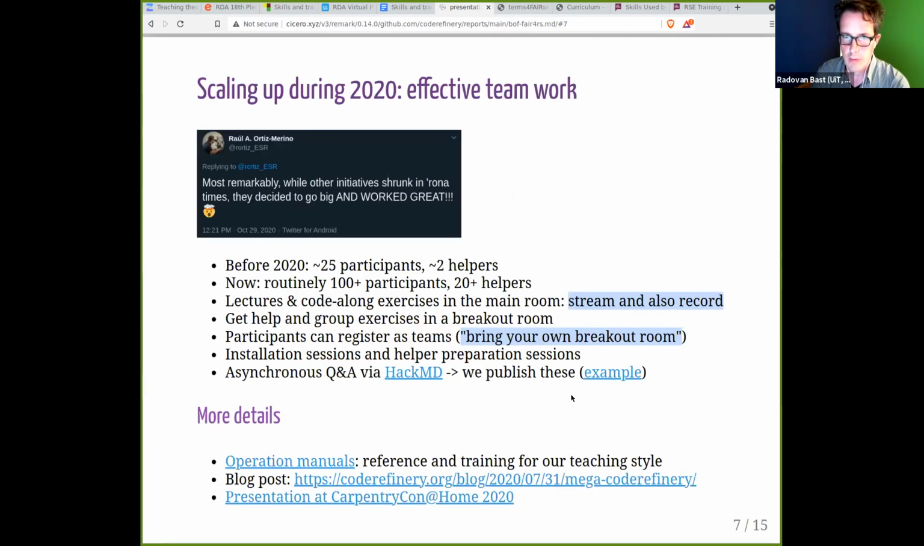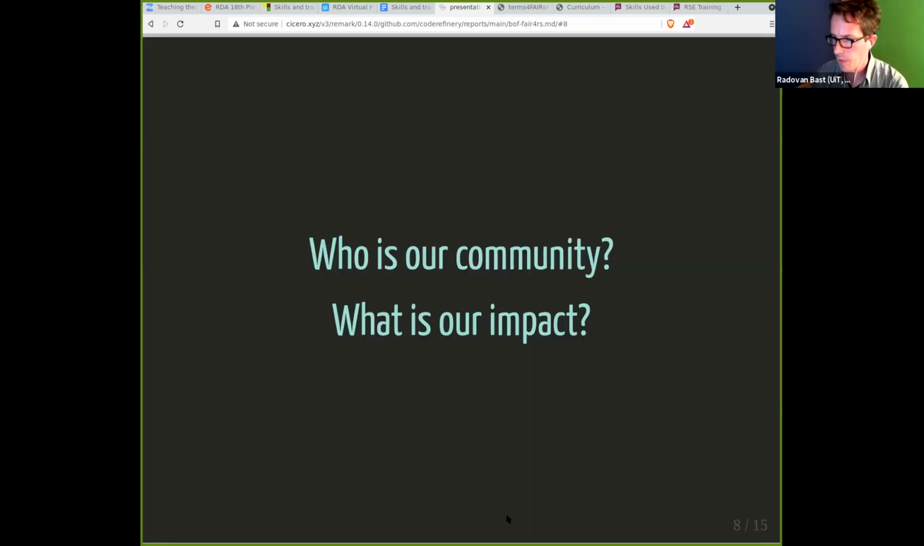And in 2020, we moved online. This move to online workshops, I think, was very good for the project because it allowed us to really reach many more people. And some new concepts have been introduced, like bringing your own breakout room or participating as a team or asynchronous question and answers. These lessons learned are summarized in the blog post and in this recording linked on the slide.